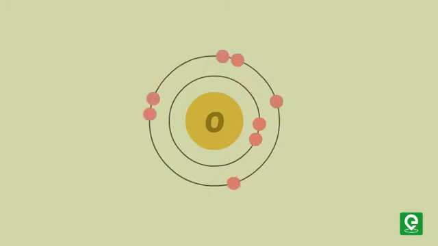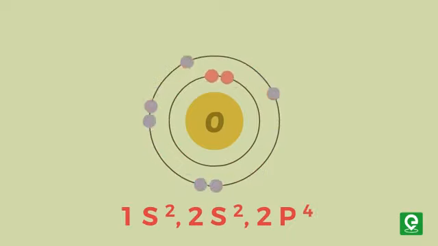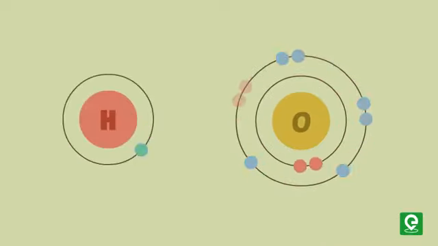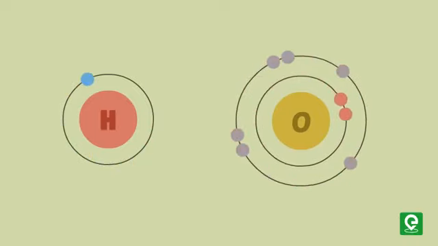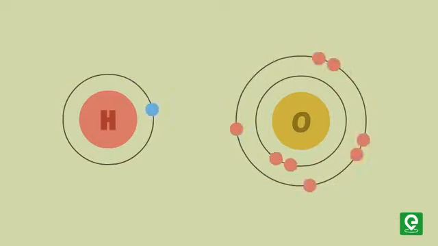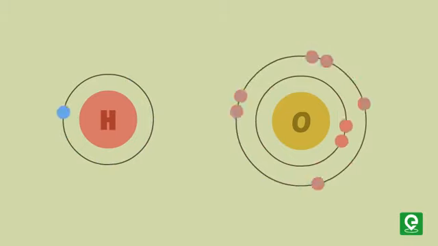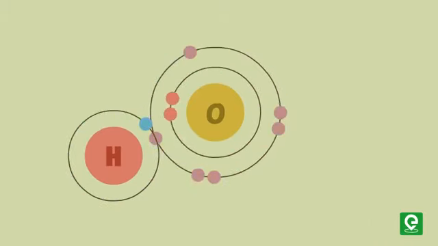Electronic configuration of an oxygen atom is 1s2, 2s2, 2p4 with 6 electrons in its outermost shell, and it requires 2 additional electrons to attain stable electronic configuration. Unlike the earlier case where we had a donor sodium atom and an acceptor chlorine atom, both hydrogen and oxygen are in need of electrons and none of them can donate electrons. Therefore, they share their outermost shell electrons with each other to attain stable electronic configurations.